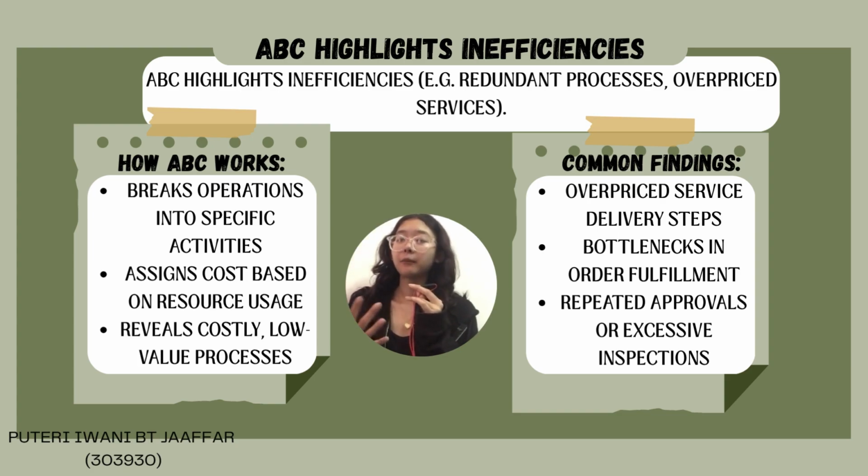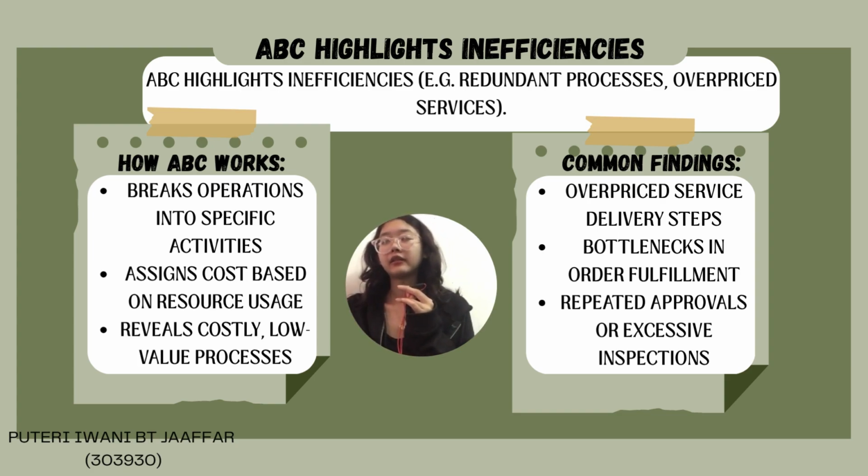Next up is bottlenecks in order fulfillment. This means that ABC may reveal that certain activities slow down the whole process, therefore delaying service or product delivery. For example, in a warehouse, if labeling takes too long, all other tasks are delayed. ABC identifies the bottleneck as a costly delay point.